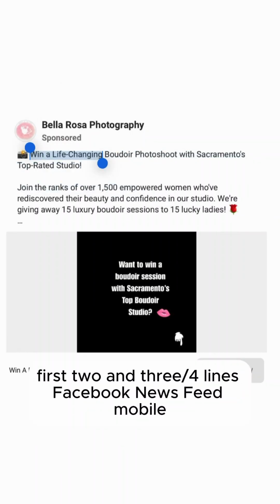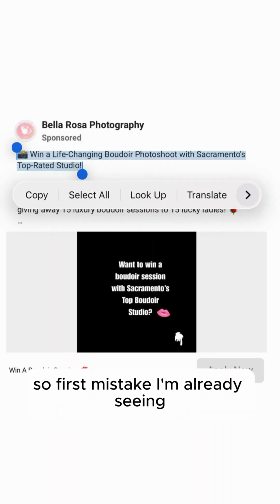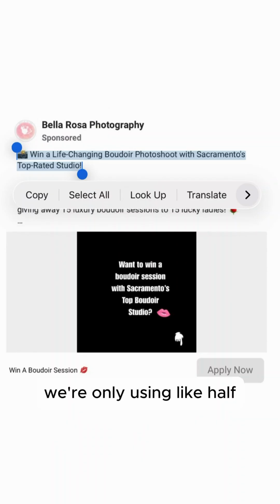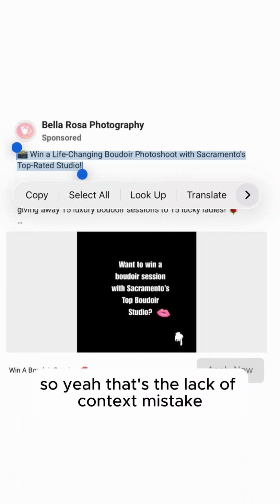Finally, let's look at this See More headline. First 2 3/4 lines, Facebook newsfeed mobile. And we're only using a line and a quarter here. So the first mistake I'm already seeing is we're only using like half of our space that we should be. "A life-changing Boudoir photo shoot with Sacramento's top-rated studio." All right, so we only got one contextual element here. So yeah, that's the lack of context mistake.